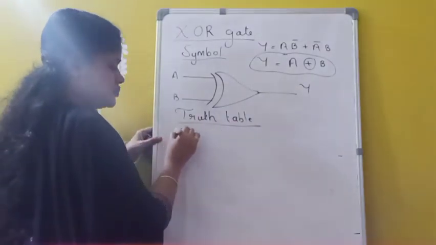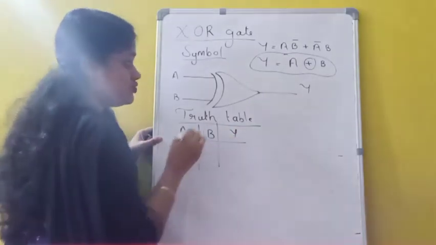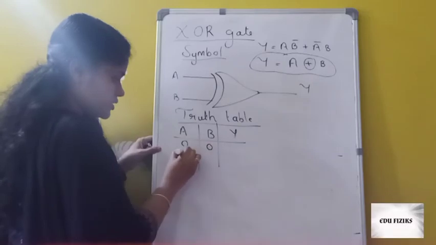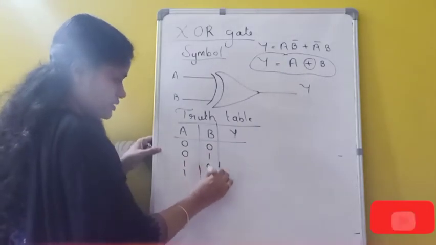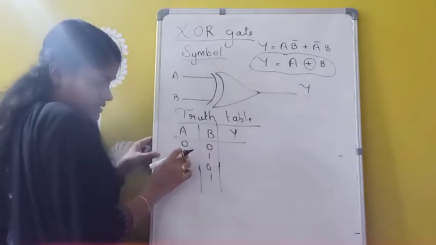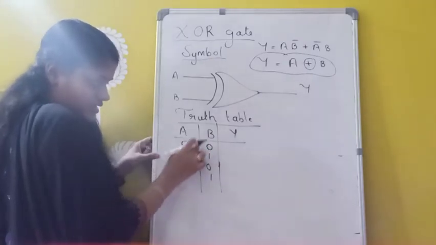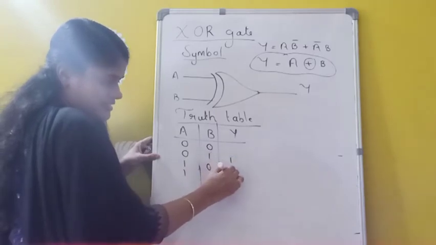So we have two inputs A, B and output of Y. In the case of an exclusive OR gate, we have inputs 0 0, 0 1, 1 0, 1 1. Only when one input is 0 and the other input is 1, or one input is 1 and the other is 0, in these two cases only we will be getting the output 1.